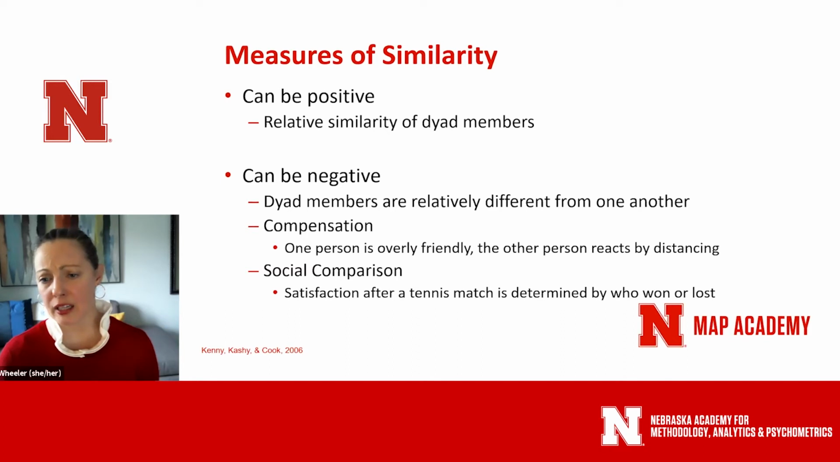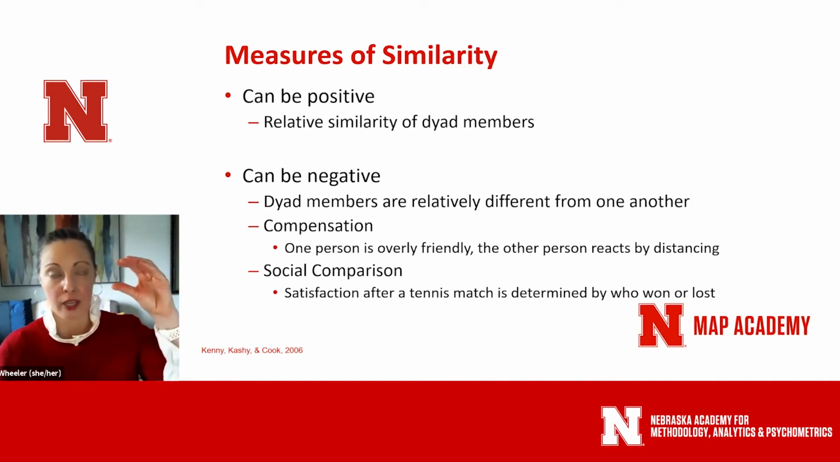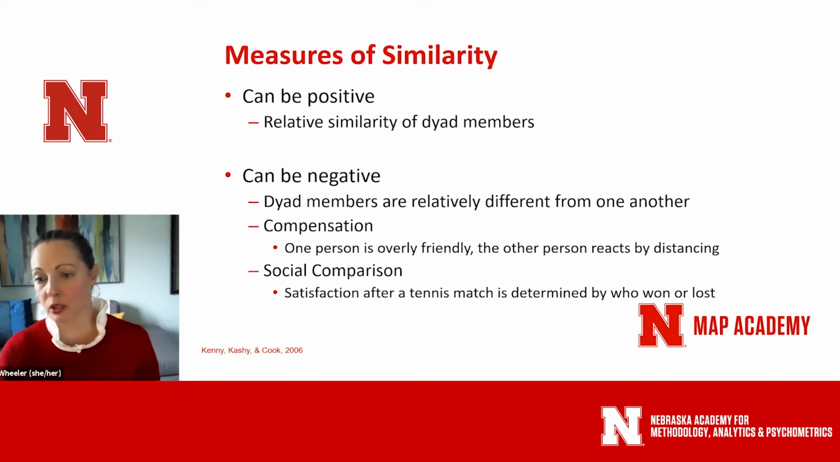A couple of examples of when negative non-independence can occur. If you think about the construct of compensation, when one person has a large score, the other person may have a lower score. So we have in this dyad a person with a high score and a person with a lower score. If we're thinking about compensation, theoretically this could occur, for example, if one person is overly friendly in the dyad, maybe the other person is responding or reacting by being more distant. So understanding this dyadic context of compensation can provide useful information. This is an instance when understanding this non-similarity can be important in understanding a mechanism within a relationship.